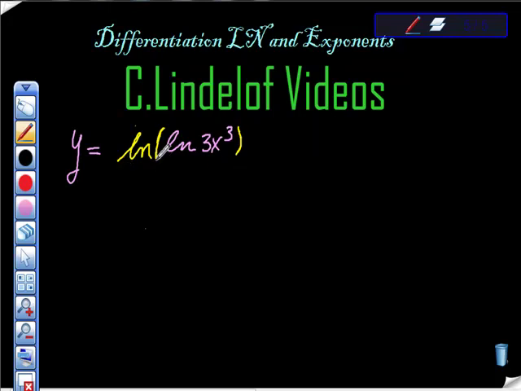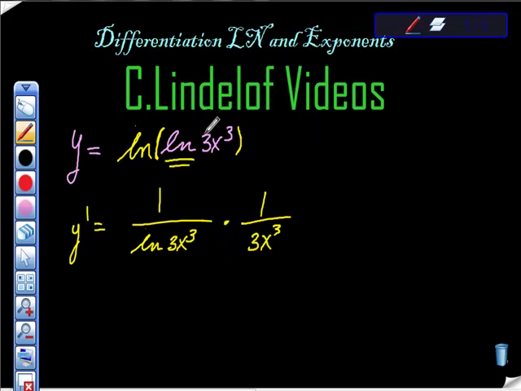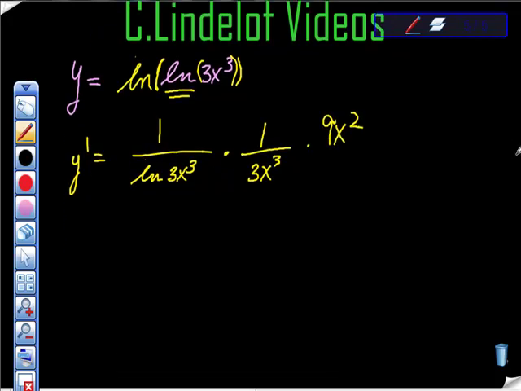I'm going to take the derivative of the yellow part first, which is just that y prime is equal to 1 over the inside function, right? Times the derivative of the inside function, which is 1 over 3x cubed, because it's also an ln, right? So that's why that's coming out weird like that. Times the derivative of this function, which is 9x squared. So it gets looking pretty bad.